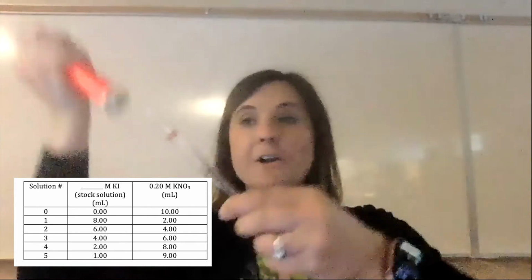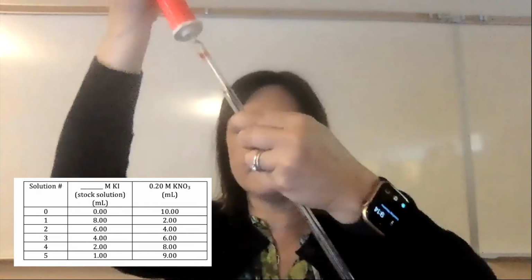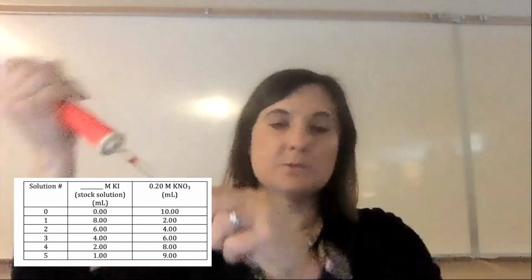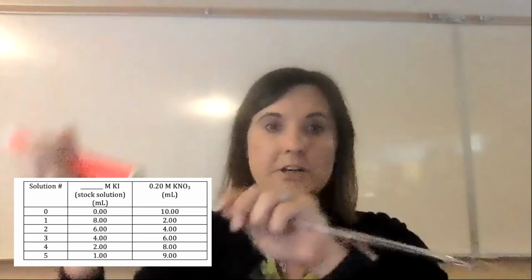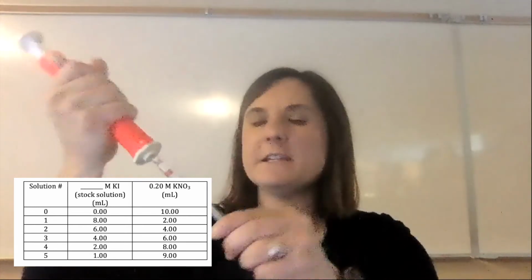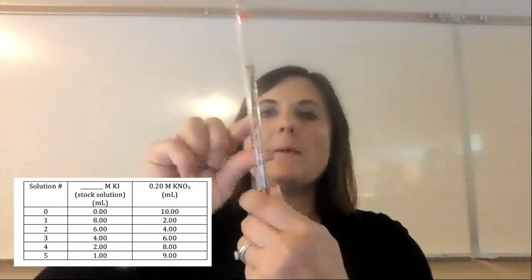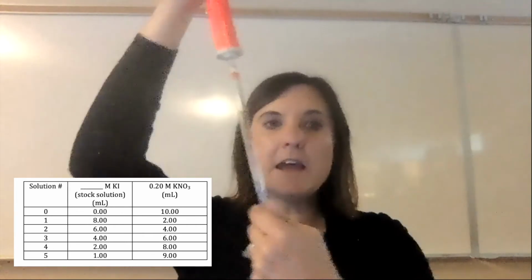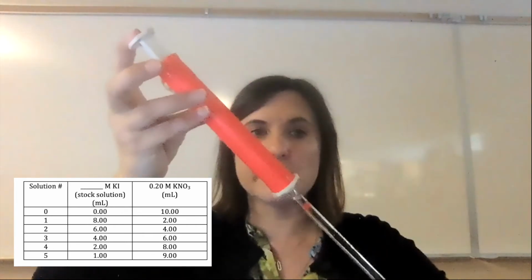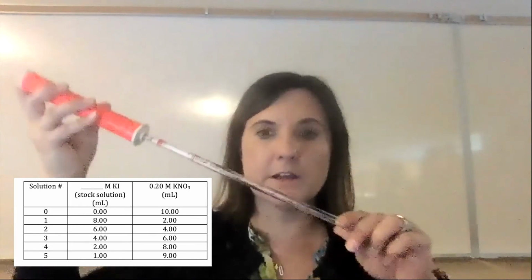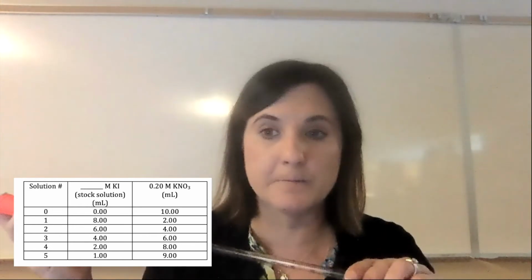I'm going to condition this first. So I'm going to condition it with the potassium nitrate. That means rinse it a few times with potassium nitrate, put that in your waste container. And then I need 10 mils of it. So I'm going to go up to the 0 line, and then I'm going to blow it out so I can actually use this. I can push all of the 10 mils into my test tube 0.